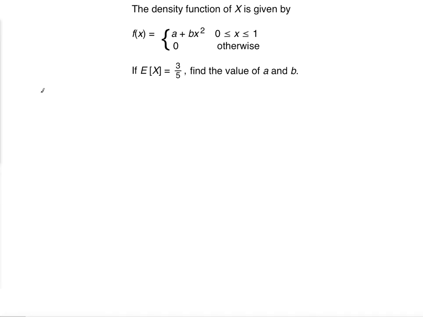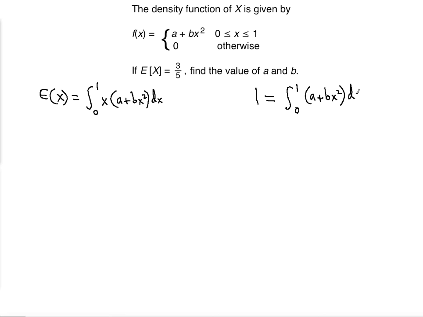So the first part is going to be on the left hand side. We're going to use the expected value. We know that the expected value is the integral from 0 to 1 of the product of x and the given function, a plus bx squared, dx. And the probability that we're going to use: if you integrate the function from 0 to 1, it will be equal to 1, because that amounts to the entire probability. So it's the integral from 0 to 1 of the given function a plus bx squared dx. This way we will derive a system of linear equations in each of these two cases.